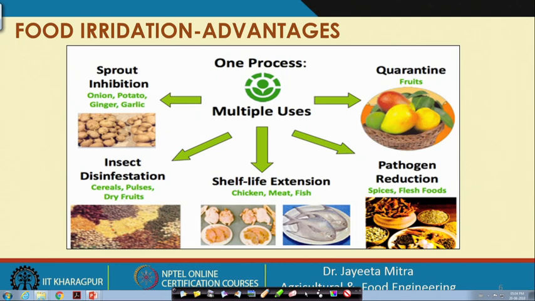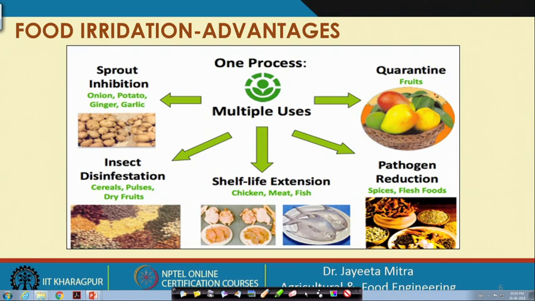So, therefore, irradiation treatment can be followed. Thus we can save a large amount of the product. So, very cost effective thing. Then shelf life extension: since we can kill the microbes by this food irradiation method, we can store the product, even if it is fleshy food, for a longer time. Then pathogen reduction on the spices, flesh food, etc. So, pathogen and even some toxic substance reduction can be done, and fungal attack, everything can be prevented.